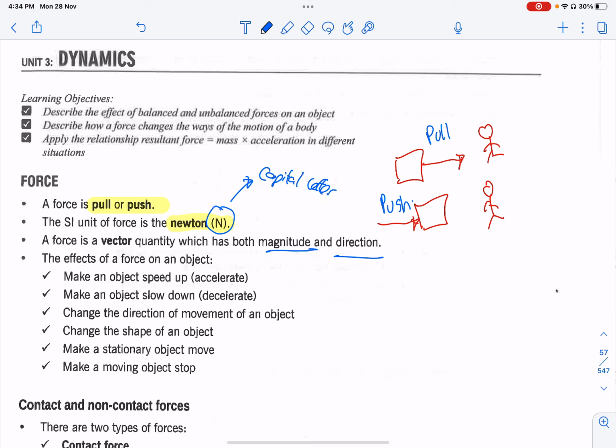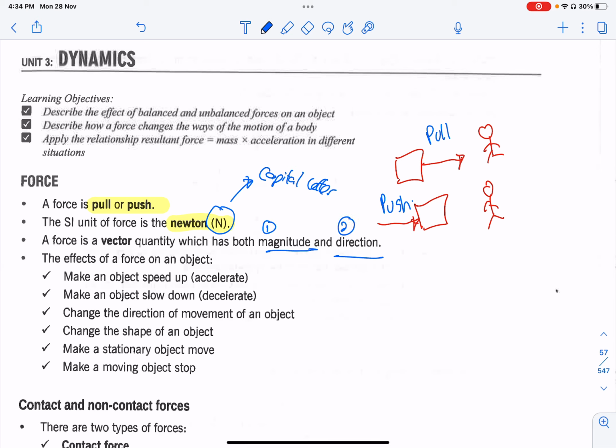If it's a small letter n, that will be your prefix for nano. So generally the SI unit is a capital N, and a force is a vector quantity. A vector quantity must have two components to it, which are the magnitude and the direction.